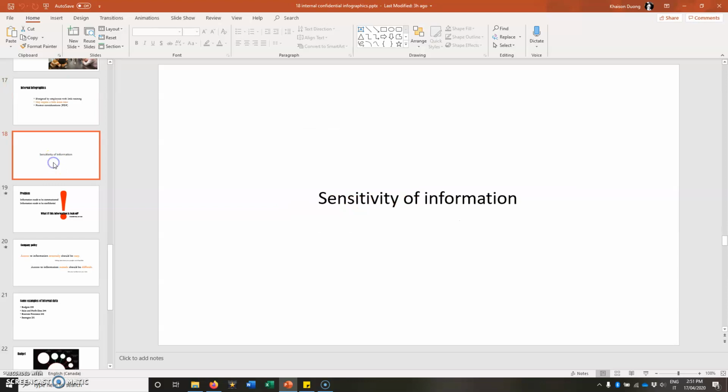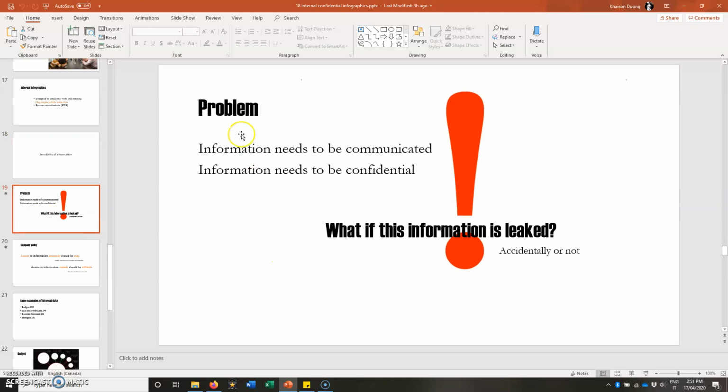Okay, but what about sensitive information? Right, things that you don't want to get out. Like we said, infographics have a tendency to be shared. Okay, so if you are making something about budgets and whatnot, you have a problem, right? You have information that needs to be communicated, and your information is also confidential, right? What if that information gets leaked out, right?